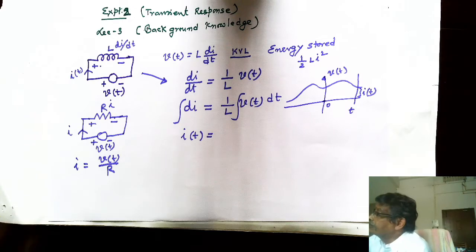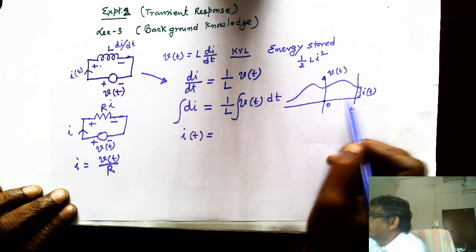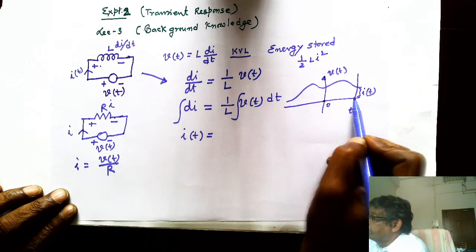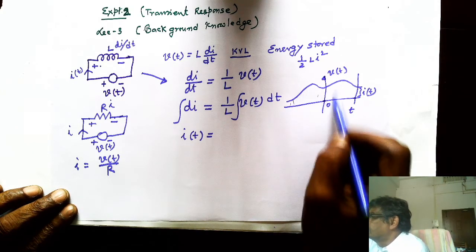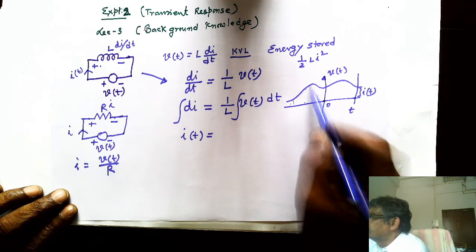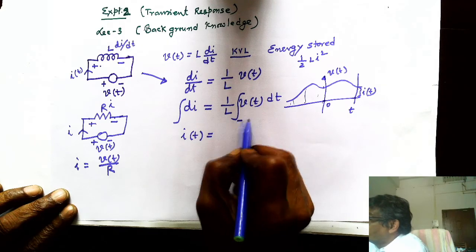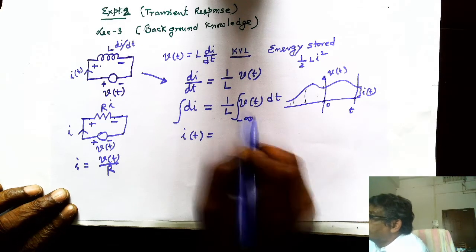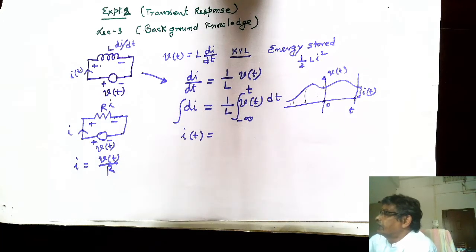But in this case, the inductor has been subjected to voltages prior to this time t of different magnitudes, like this. Here t equal to 0 so much. So this integration limit should be minus infinity to t. Is it not? Then only you get the current at the instant t.